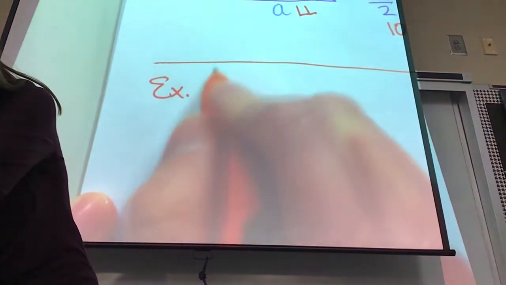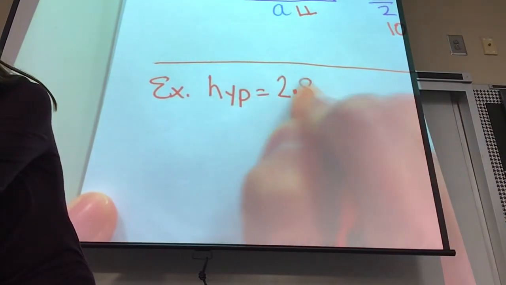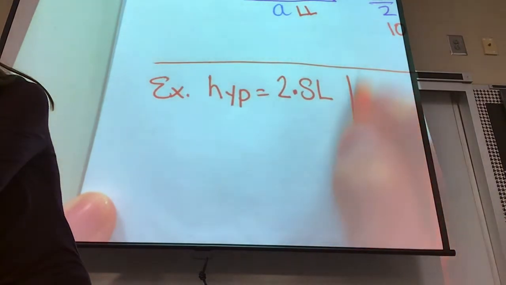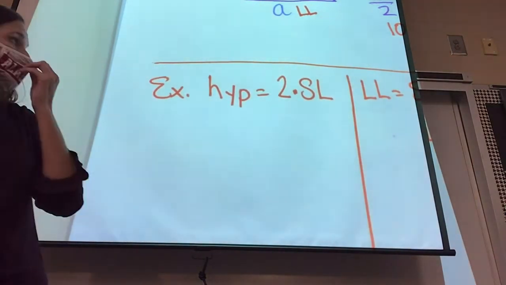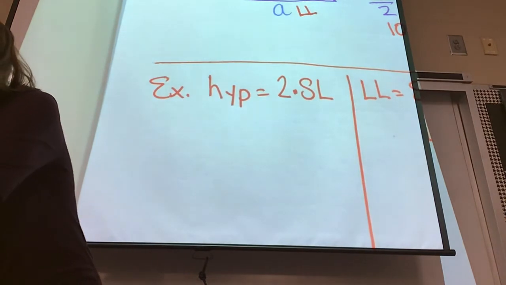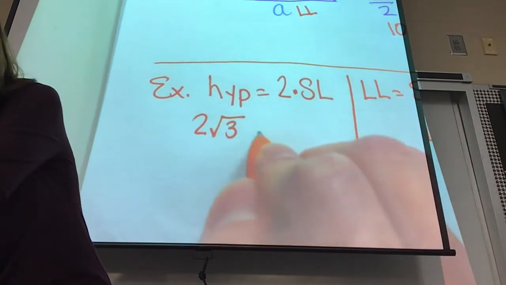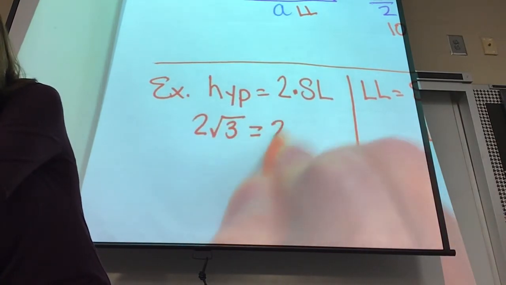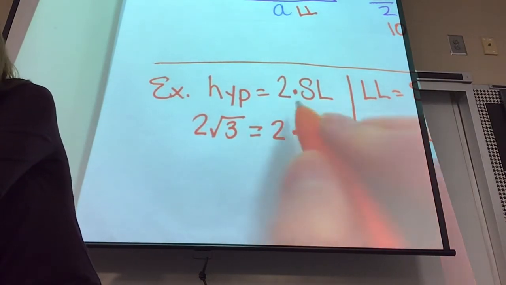So I've got hypotenuse equals 2 times my short leg, and then of course I've got my long leg equals the short leg times the square root of 3. So we're going to start here first. What did we find out the hypotenuse was? 2 on the square root of 3. That equaled 2 times, what was my short leg? Which letter was it? Y. My short leg was Y.